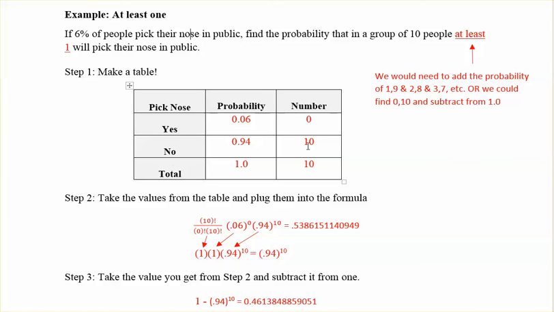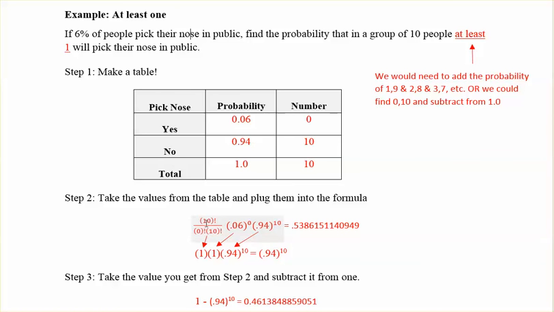Now here's a little trick. If you've got 0 factorial, remember 0 factorial is 1, not 0. So you end up with just 10 factorial over 10 factorial. Well, something divided by itself is 1. Then you've got 0.06 raised to the 0 power. Well, anything raised to the 0 power is 1. So basically, you've got 1 times 0.94 raised to the 10th. So all you really need to worry about is this 0.94 raised to the 10th.